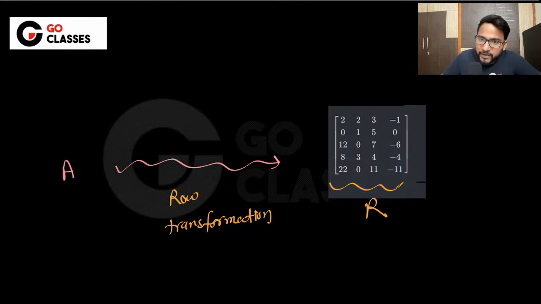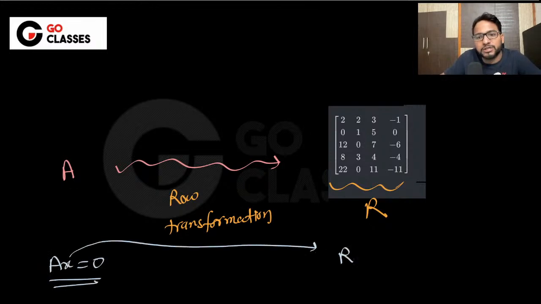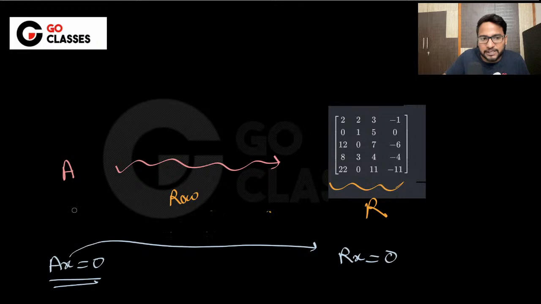Now, if I'm getting this R, what can we say? We can say that whatever the solution for A, I mean, if Ax equal to 0 is satisfied here, the same x will satisfy here also. I mean, the solution doesn't change. That's the only reason we are doing the elementary row operations, right? If x is satisfying here, then x will satisfy here also, right?